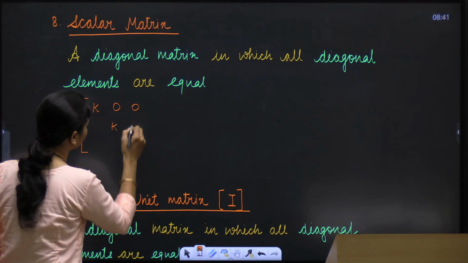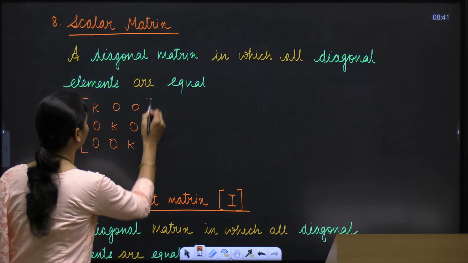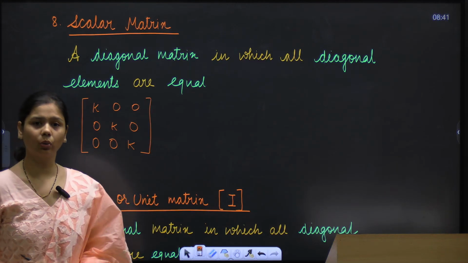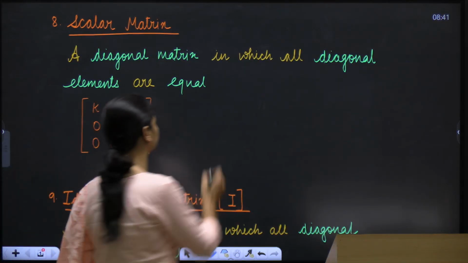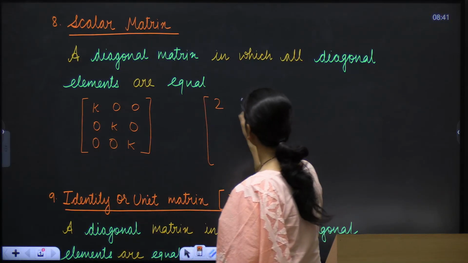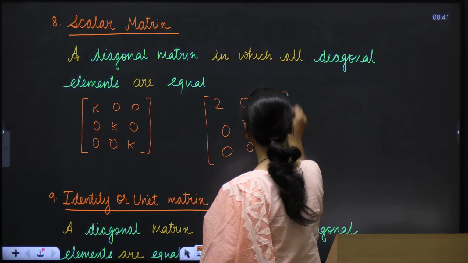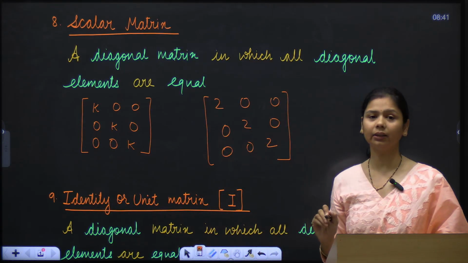So here the diagonal elements are equal in this square matrix. This is also a scalar matrix.